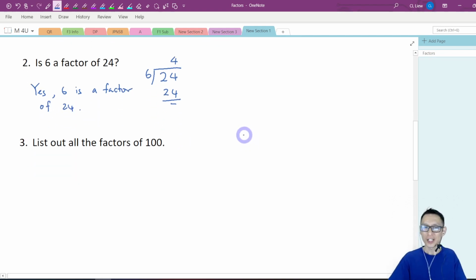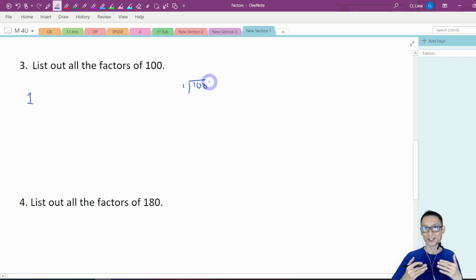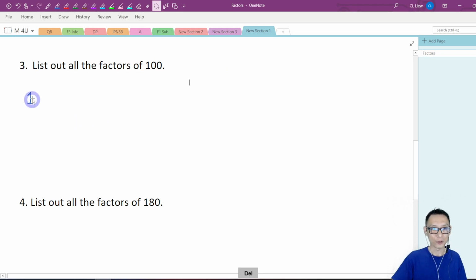Now let's try a larger number. List out all the factors of 100. 100 has a lot of factors. So let's think. Can 100 be divided by 1? Definitely, right? Because 1 is a factor of all numbers. How about 2? Now you can think like this, considering one by one, but personally, I encourage you to do pair by pair. So I'm going to use this method.